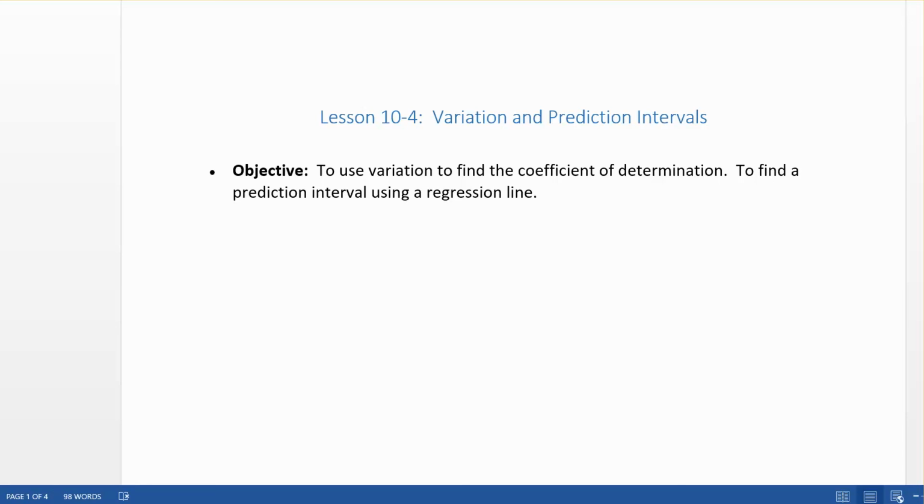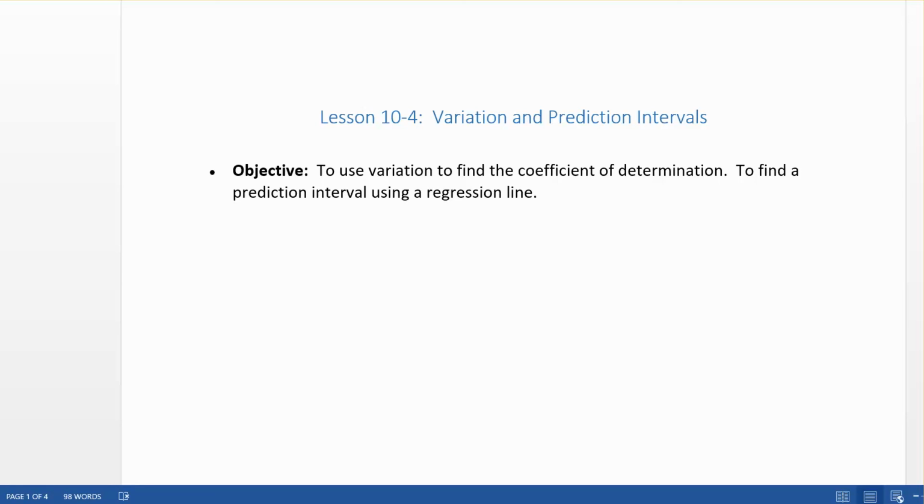Okay, so that wraps up lesson 10.4 on variation and prediction intervals. We used variation to find the coefficient of determination, the explained variation divided by the total variation, and then we used a prediction interval from our regression line with a certain kind of confidence. In our example, it was a 95% confidence interval.